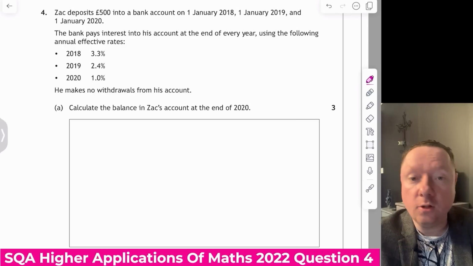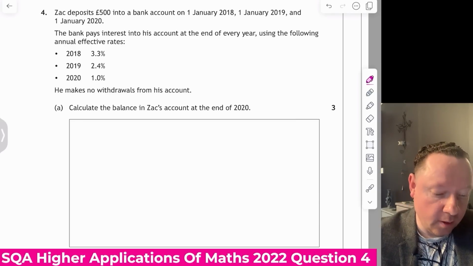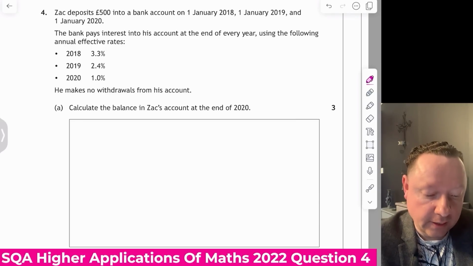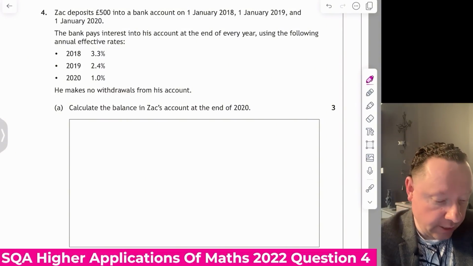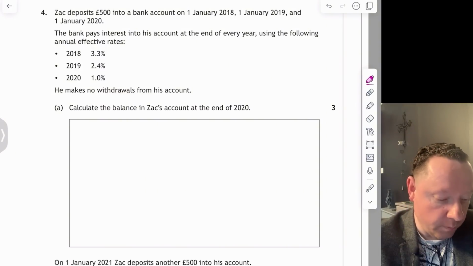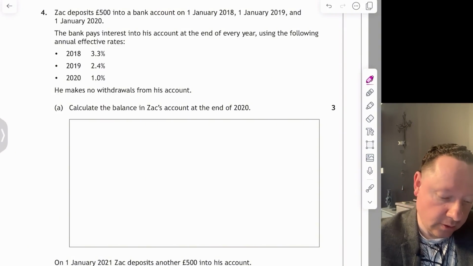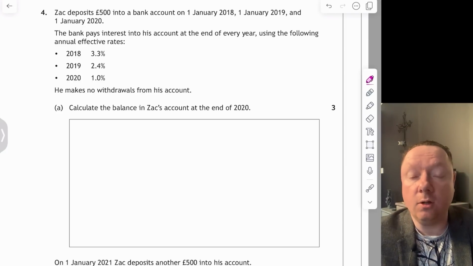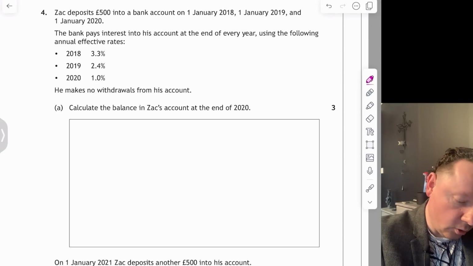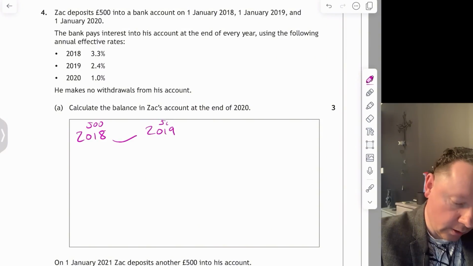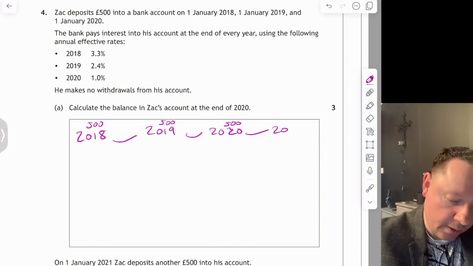The Maths 2022 question 4. Zach puts £500 in the bank on the 1st of January 2018, 19 and 20. The effective rates are 3.3, 2.4 and 1% per annum, and he makes no withdrawals. Find the balance at the end of 2020. Two ways to do this. I'm going to do it by a timeline method. So we've got 2018, 500, 2019, 500, 2020, 500, and then we'll go to the end of the year, 2021, but nothing goes in.